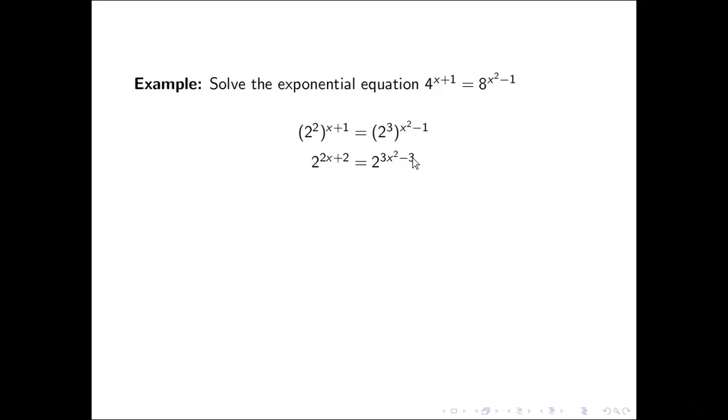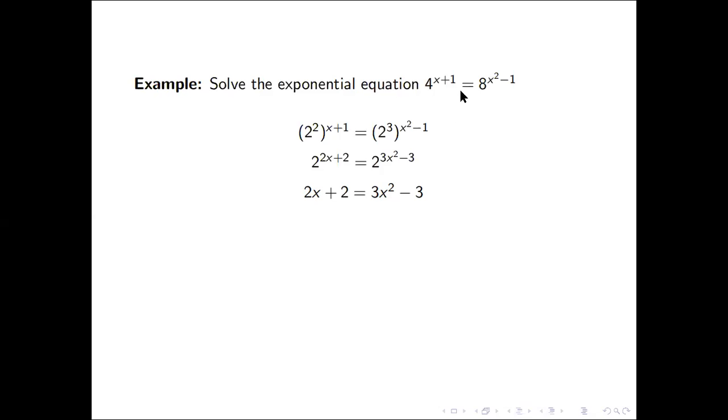And notice now that we have the same base on both sides. And that means to solve this equation, all we have to do is equate their exponents. If their exponents are equal, then the expressions are also equal. So doing that, we have 2x plus 2 equals 3x squared minus 3.